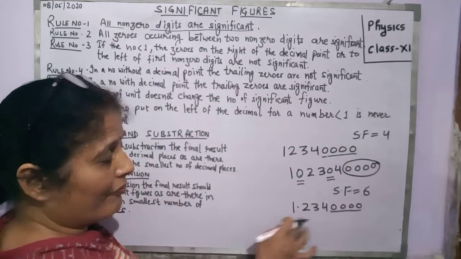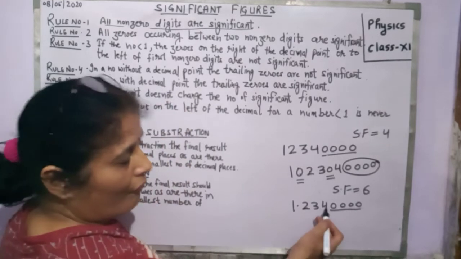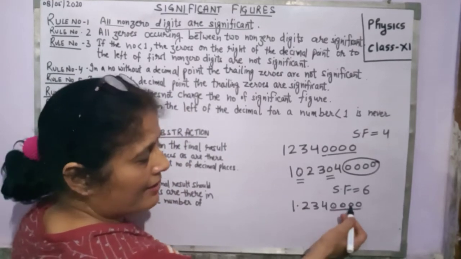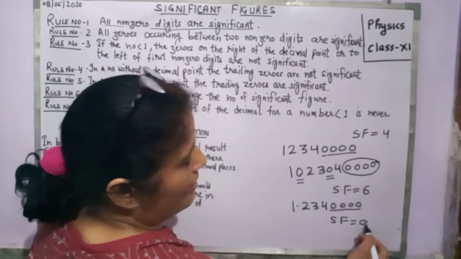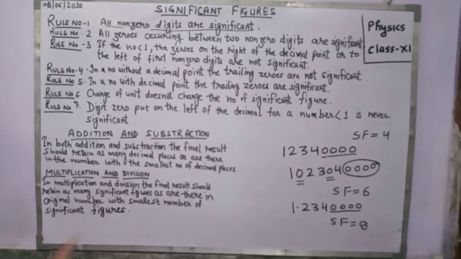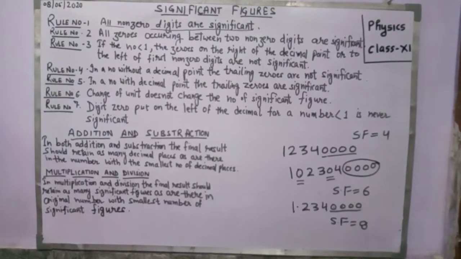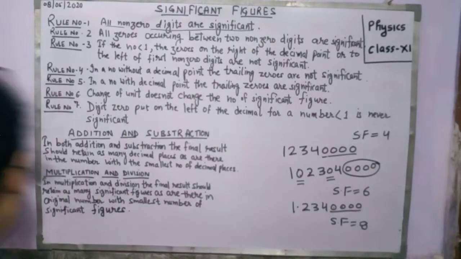Then how many significant figures are there in this number? 1, 2, 3, 4, 5, 6, 7, 8. The number of significant figures is 8 in this case. This is your rule number 5. Now rule number 6: change of unit does not change the number of significant figures.